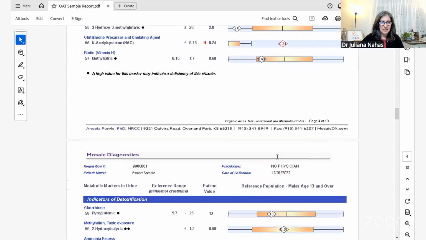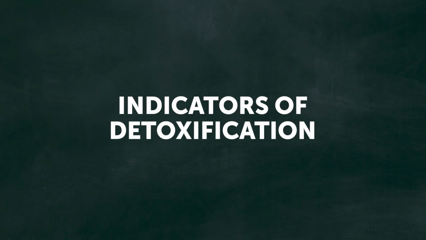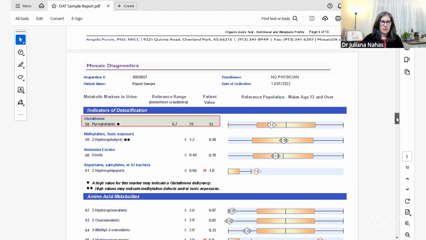Let's move on to the next section, and that's indicators of detoxification. So glutathione is showing up again here. This marker, number 59, can be an indication of toxin exposure. Now notice it has two asterisks, so a high value may indicate methylation defect and or toxic exposure. So if there is a high value up here, you may need more folate support or B12 support that's methylated, and or you've been exposed to some toxic fumes recently and your body's still trying to detox from that.